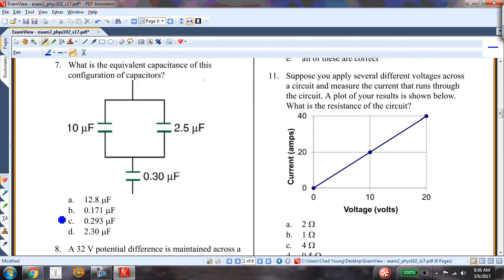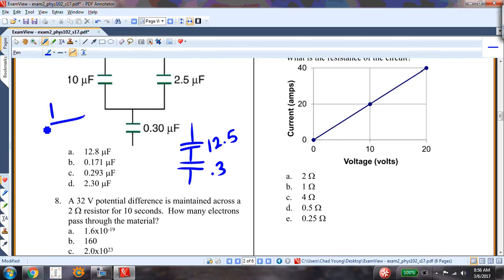What is the equivalent of this configuration? Okay, this was straight from your OpenStax. I have a 0.3 and a 12.5. And then when I do 1 over 0.3 plus 1 over 12.5, that's equal to 0.293. You know it has to be smaller than this one, so we can get rid of these two. And in fact, it's going to be pretty darn close to that one.